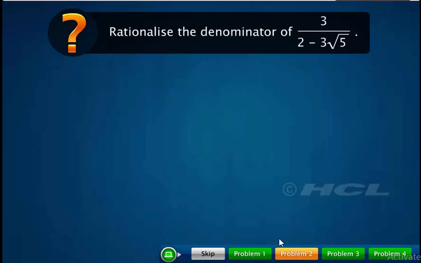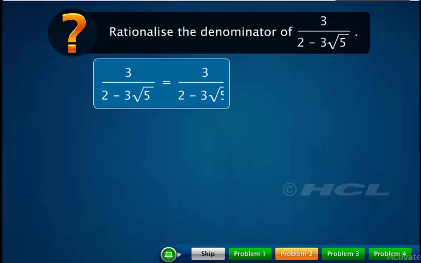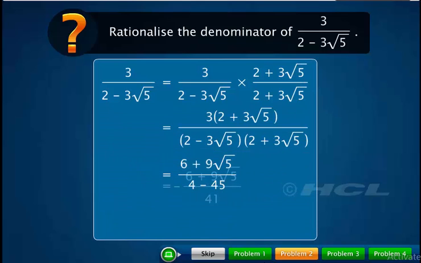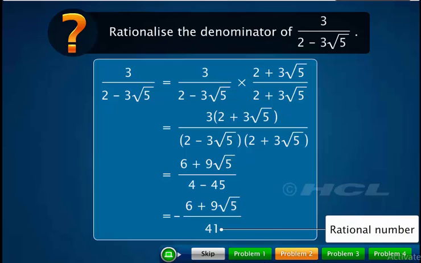Let's look at another example. To rationalize the denominator of 3 over 2 minus 3 root 5, multiply the numerator and the denominator with 2 plus 3 root 5 and then simplify. Thus, we get a rational number in the denominator.